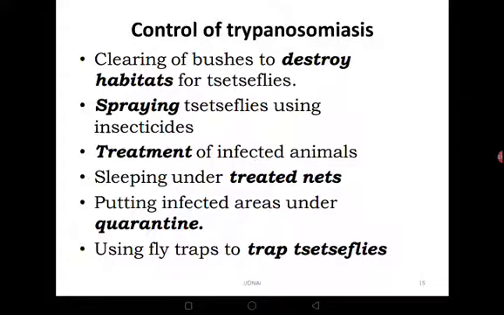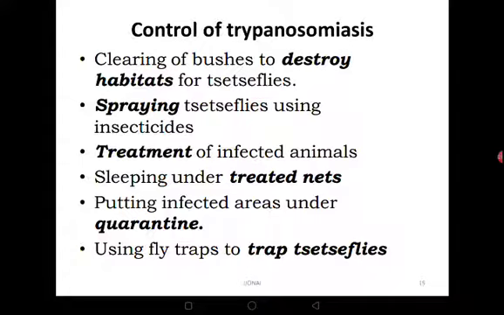Then secondly, spraying using insecticides. That is another way of destroying them, of stopping them. Then the other one is sleeping under treated nets. In case you are sleeping in a tsetse fly infested area, they can even attack you at night. So you sleep under treated nets to stop them, just like mosquitoes. And then in case there are very many sick people in an area, we can put that area under quarantine, like it is now with the coronavirus. The place can be put under quarantine by authorities, either government or local government.